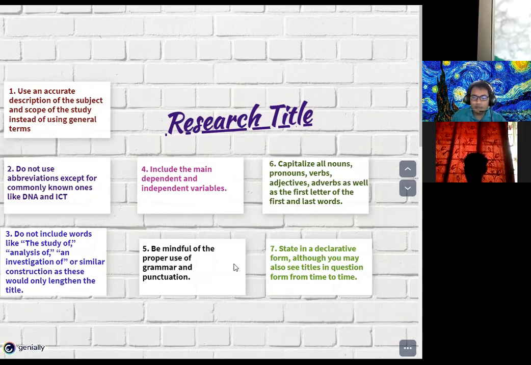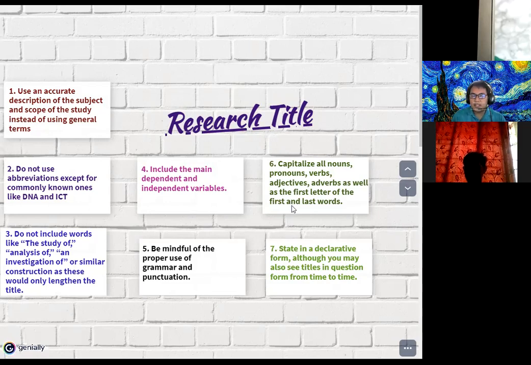Next, be mindful of the proper use of grammar and punctuation. Okay? Although this is just basics, napaka-basic nito, perhaps napaka-liit na bagay, but still, it plays a vital role in your research.